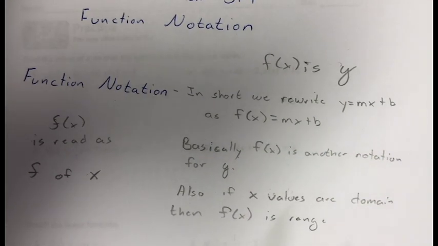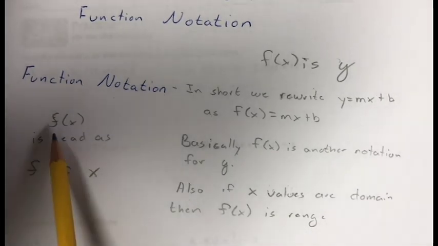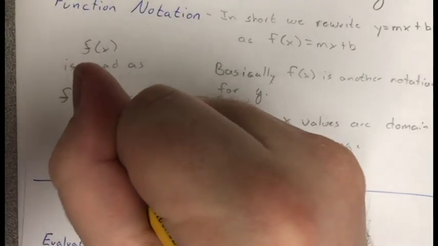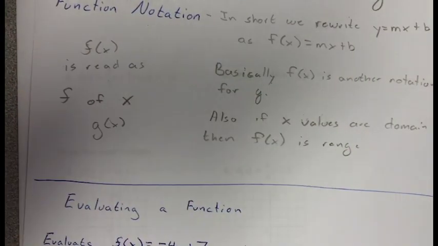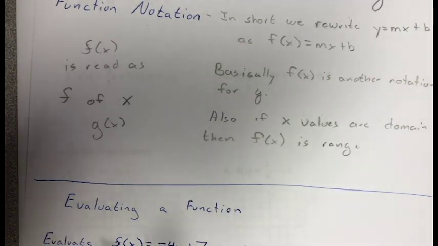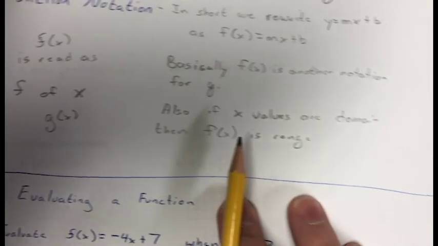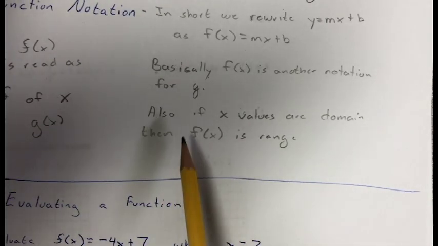All right, so you've already heard me saying this out of habit. This right here, f parentheses with an x in it, is read as f of x. So if I were to give you this, don't freak out, it's saying g of x, and it's still basically saying y.